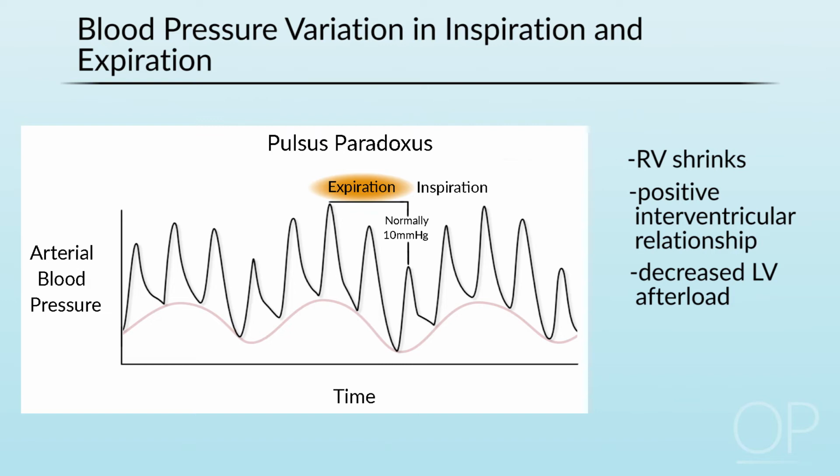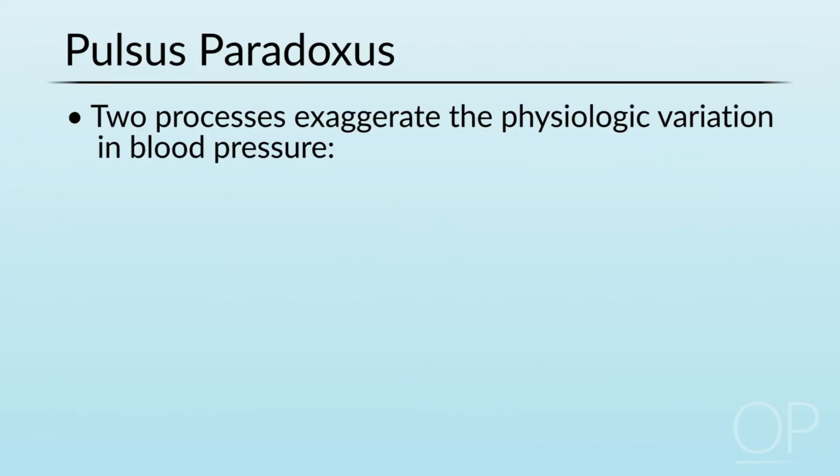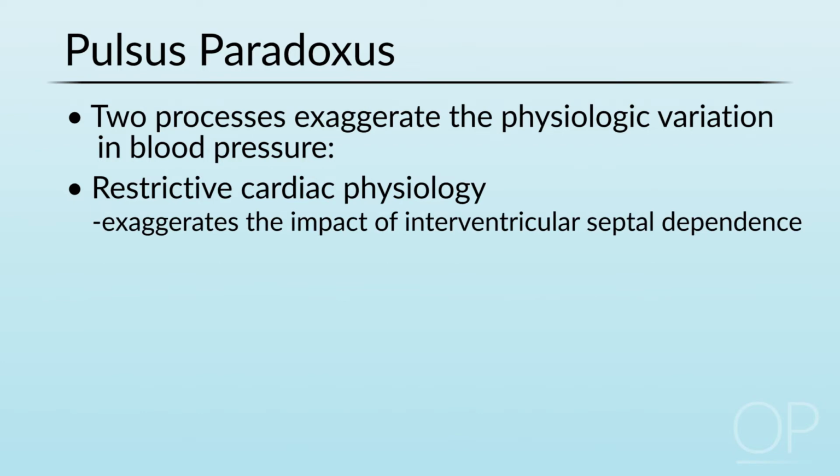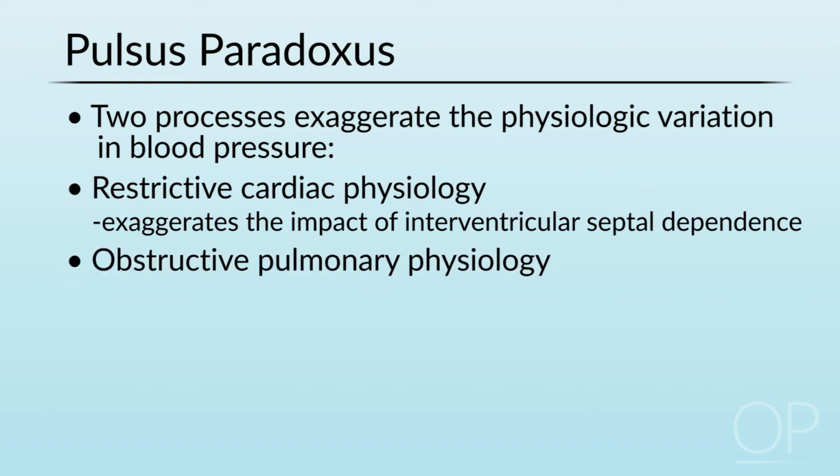So again, pulsus paradoxus can occur, and because this is a cardiopulmonary talk, it's fair to add that there are a couple scenarios where this can also occur independent of acute obstructive disease. One important place to talk about this is restrictive cardiac physiology, because that will exaggerate the impact of the interventricular septal dependence that we've been talking about throughout this talk. So if somebody has a restrictive cardiomyopathy, or potentially a pericardial effusion or other things, we would see an exaggeration of this phenomenon. But mostly what we see in our patients is with obstructive pulmonary physiology.